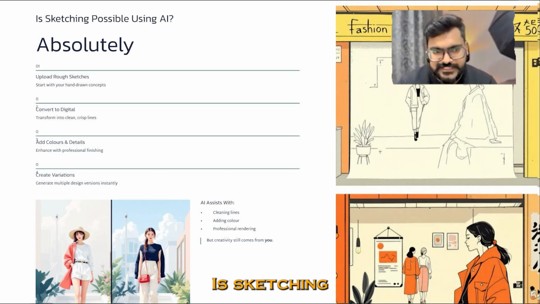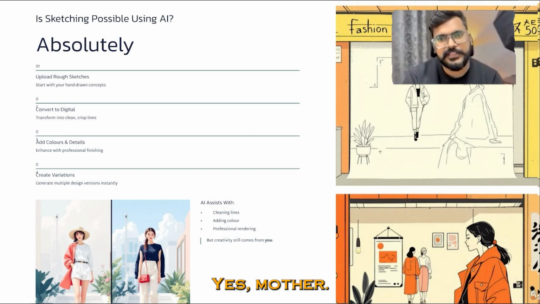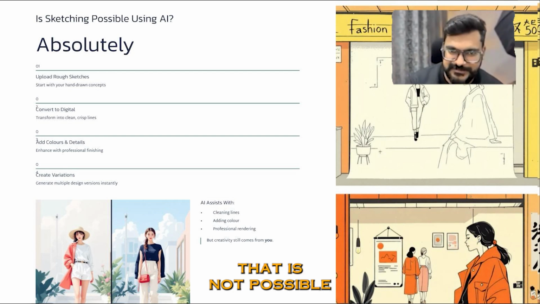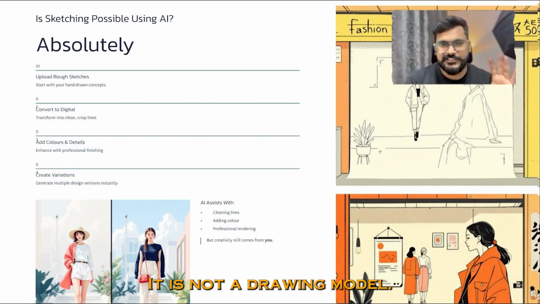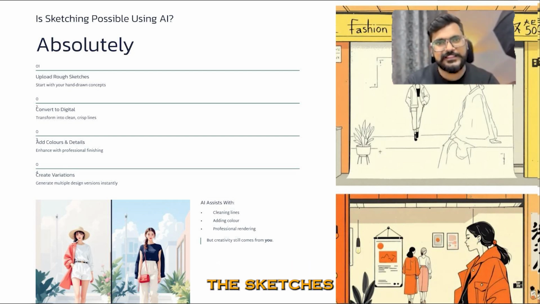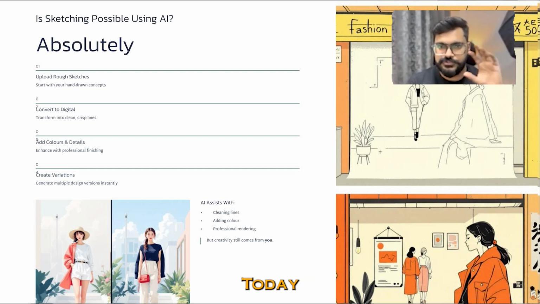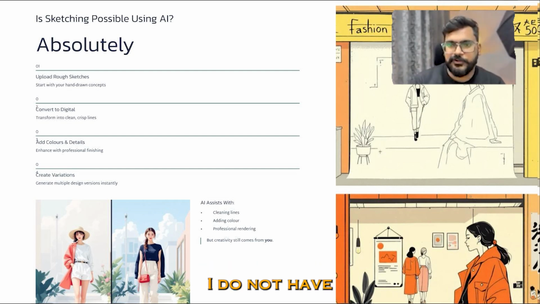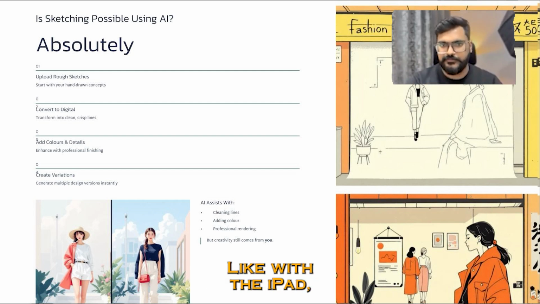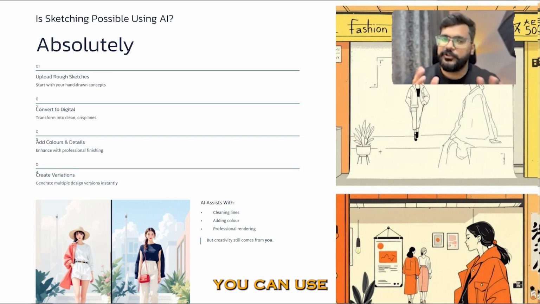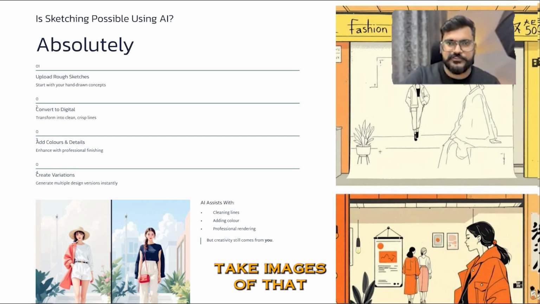Okay. Is sketching possible with AI? Yes. Generally, if you want to get a complete sketch from AI, that is not possible because it's an AI model. It's not a drawing model. So you can refine the sketches, but not make cool sketches from scratch. I will teach you this process today. Right now, I don't have a pen and paper, so I will do rough sketches on the iPad. If you don't have an iPad, you can use pencil sketches, take images of that and do it.